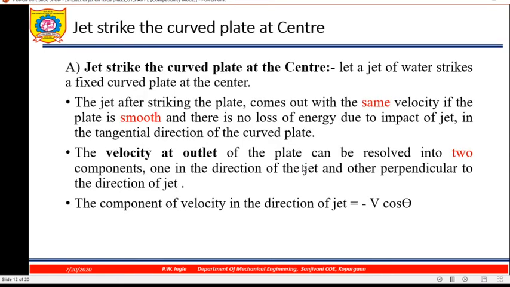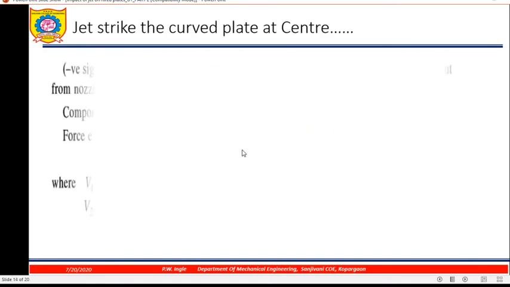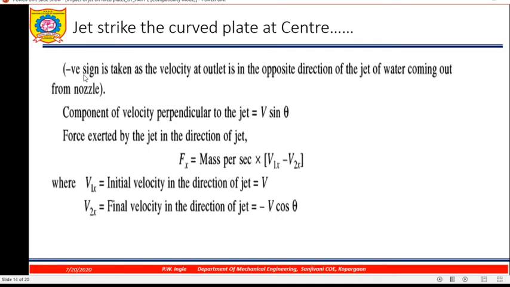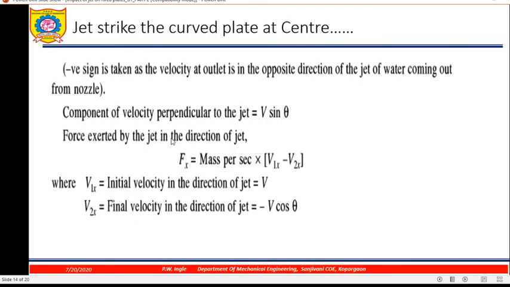So again, I will read this. The velocity at outlet of the plate can be resolved into two components. One is in the direction of jet and other is perpendicular to the direction of jet. So the component of velocity in the direction of jet is minus v cos theta. Why is it minus? Because it is in the opposite direction. So here the negative sign is taken as the velocity at outlet is in the opposite direction of the jet of water coming out from the nozzle. Now the component of velocity perpendicular to jet is v sin theta. You see here, this is v sin theta.